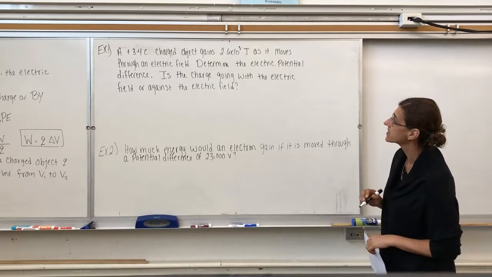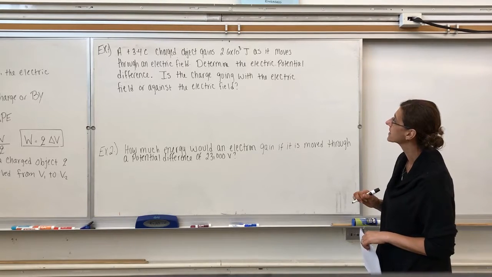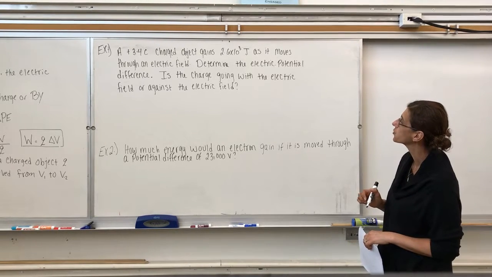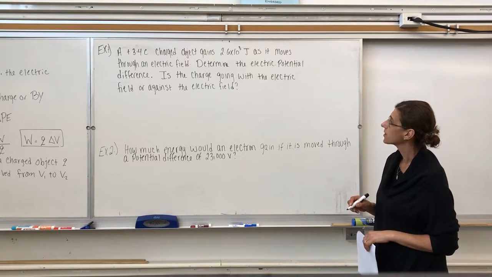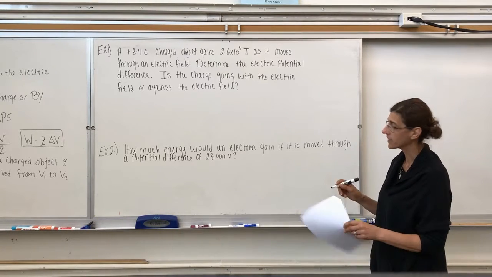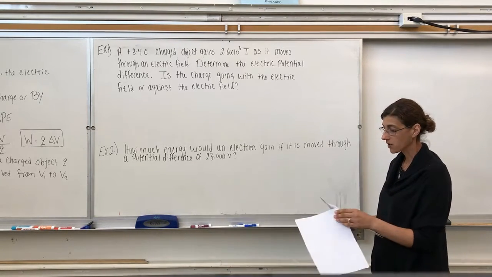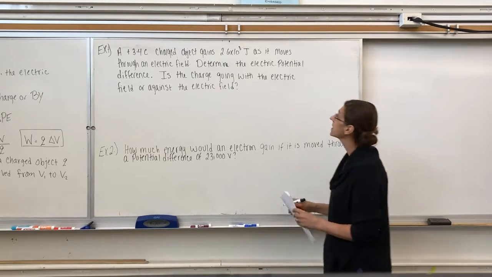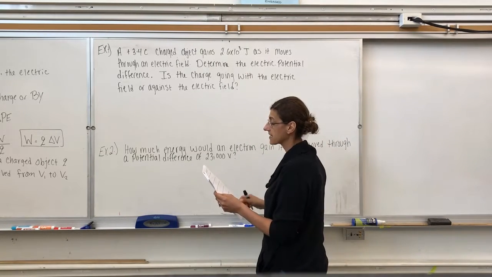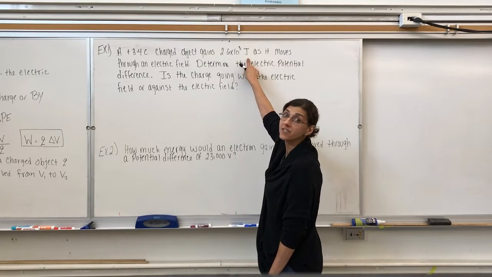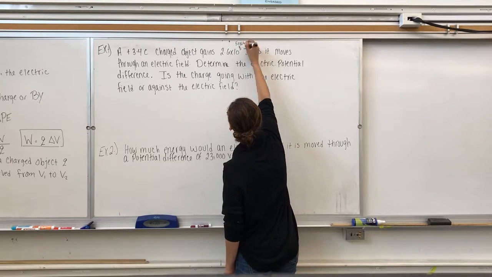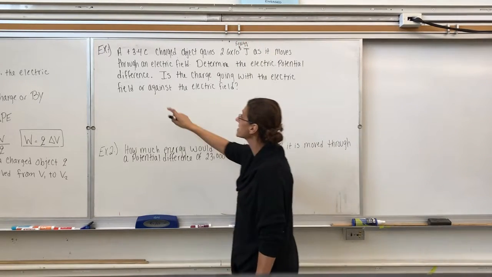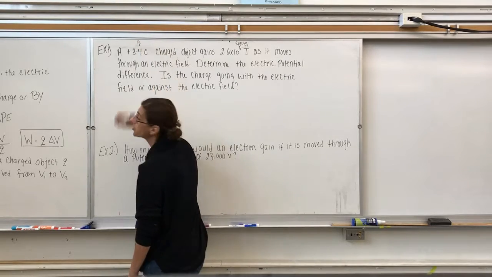Okay, so this one says a positive 3.4 coulomb charged object gains 2.6 times 10 to the third joules as it moves through an electric field. Determine the electric potential difference. Is the charge going with the electric field or against the electric field? All right, so a couple things you need to identify here. This number, 2.6 times 10 to the third, is in joules. That should tell you that that is an energy measurement. And this number is in coulombs, which should tell you that that's Q.